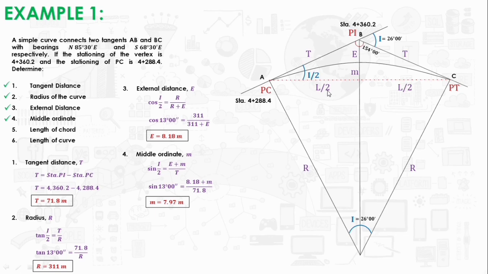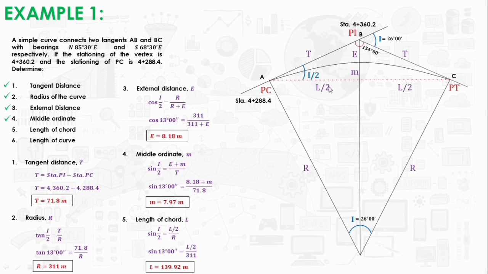We can use the sine function. The opposite over the hypotenuse, where our opposite is L over 2 and the hypotenuse is R. So, using sine function, sine I over 2 is equals to the opposite L over 2 divided by R. Or, the sine of 13 degrees is equals to L over 2 divided by the radius, which is 311 meters. Then, makukuha natin agad yung value ni length of chord, which is equal to 139.92 meters. So, meron na tayong length of chord.